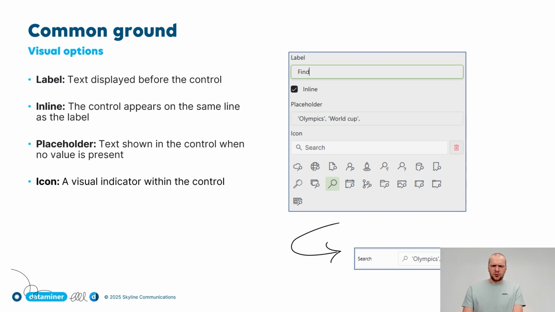We also have some options that are similar for our input controls. First of all, the label. The label is the text that is displayed before the control. Quite simple. It explains typically in one word what the control is about. Then we have an inline option that controls if the label and the input control should be rendered on the same line or not. Then we have a placeholder, which is the text that is shown in the control when no value is present. And then we have an icon, which is a nice visual indicator within the control.